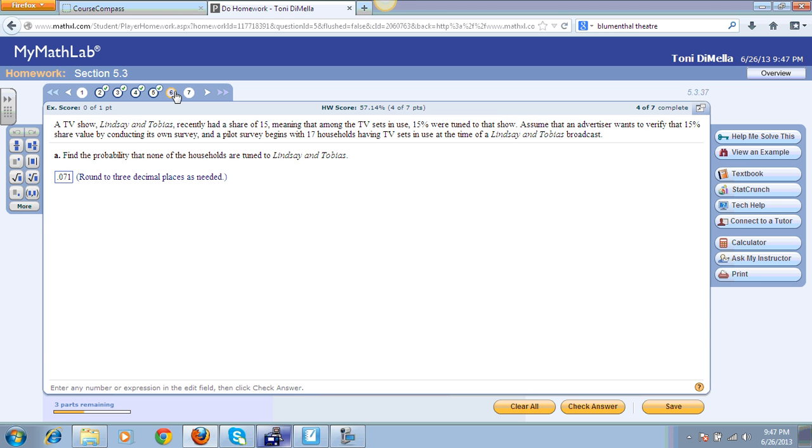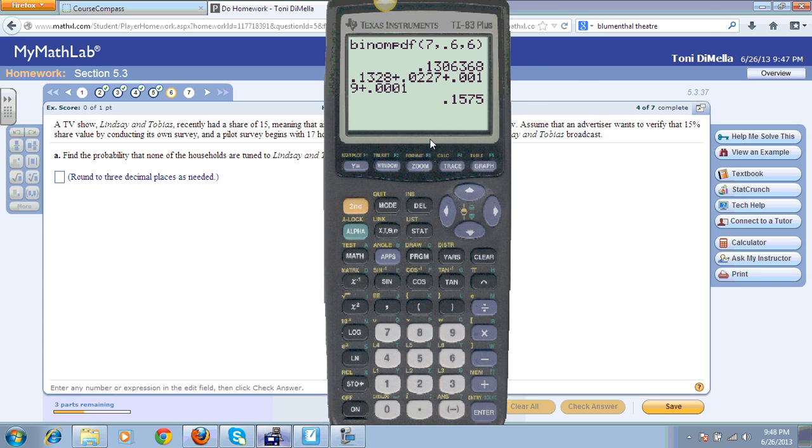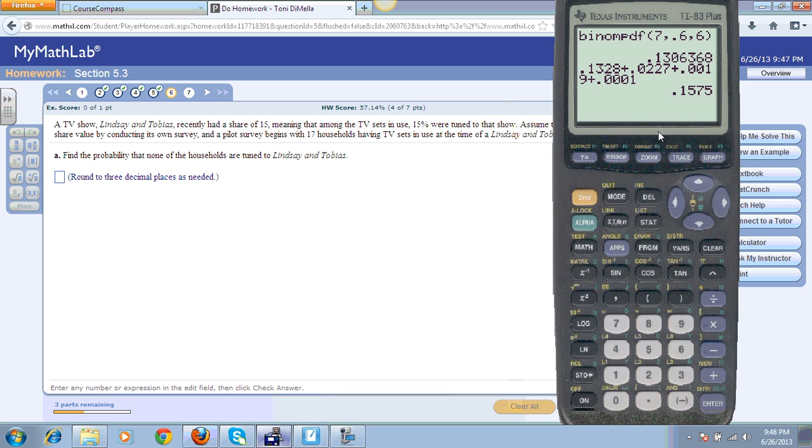Number 6 is a little bit different. With 6, they want to know a couple of different things, as you'll see in a minute, but they didn't give us the probabilities for all of them. So what we'll have to do is find them. We had this fictional show, Lindsay and Tobias. They had a share of 15, meaning of the sets in use at the time, 15% were tuned into the show. So we want to verify the 15%, and we do this pilot survey with 17 households. And so I have 17 households with a 15% success rate. What's the probability that none of the households were tuned into the show?